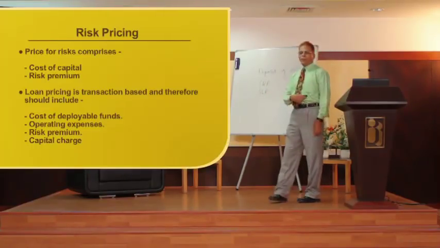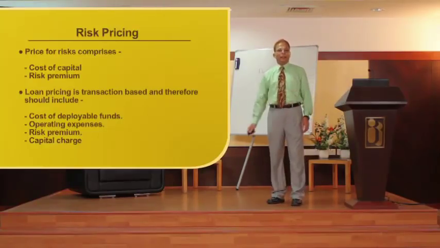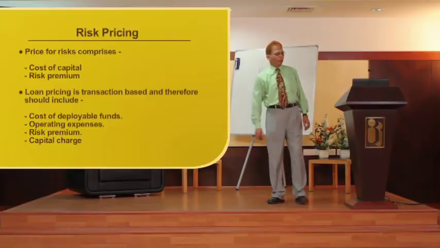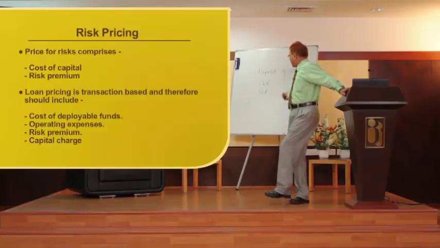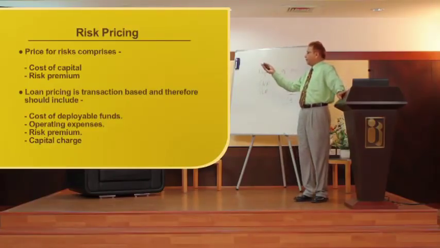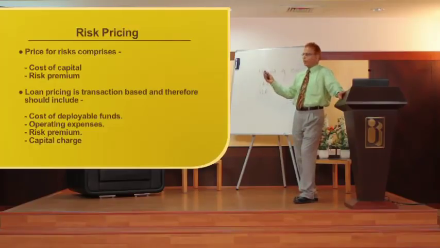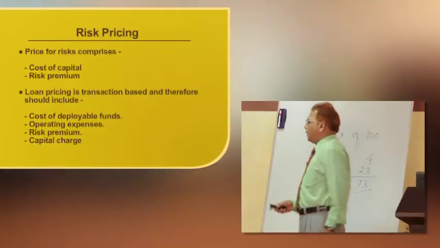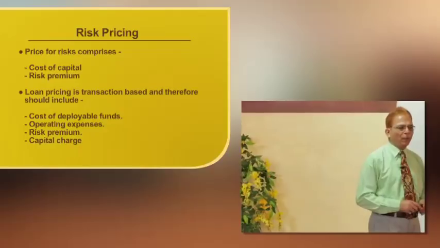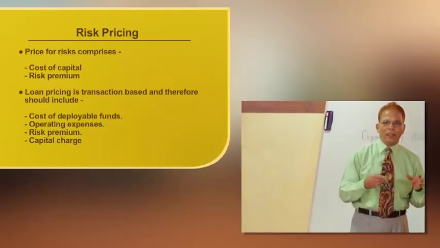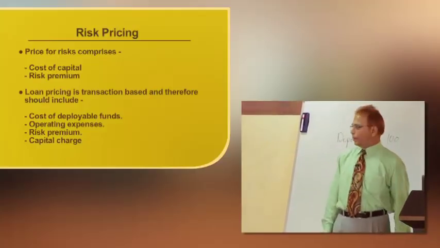We need to adjust for the CRR and SLR depending on what percentages are there. It's a variable depending on the RBI prescribing periodically CRR and SLR. So one of the important factors which goes in is the deployable funds. It could be borrowed funds, it could be deposits. Now next is the operating expenses, because all this activity will involve some operations. So basically one of the other inputs which goes into the loan pricing is the operating expenses.